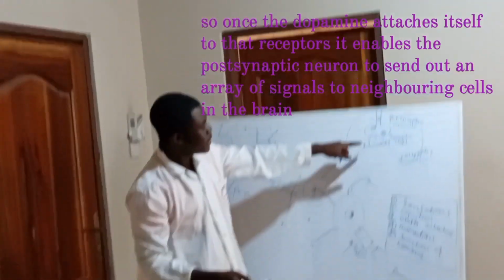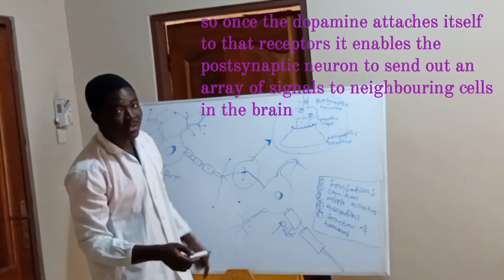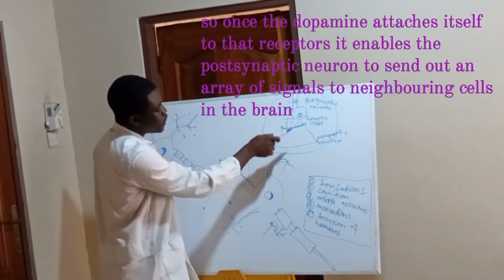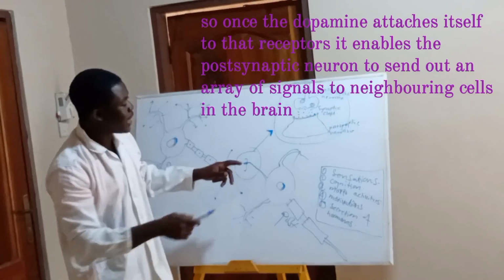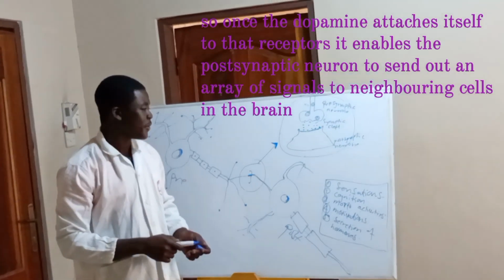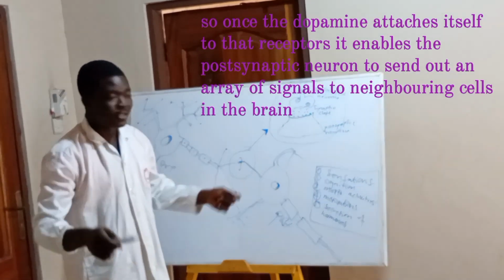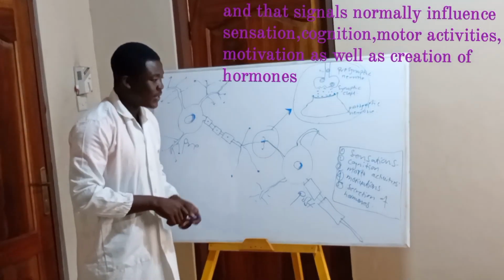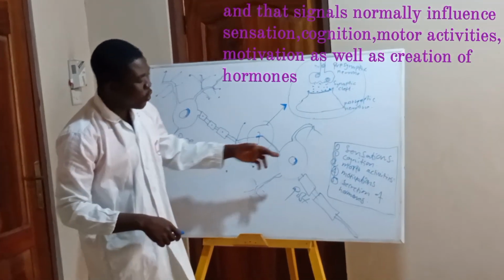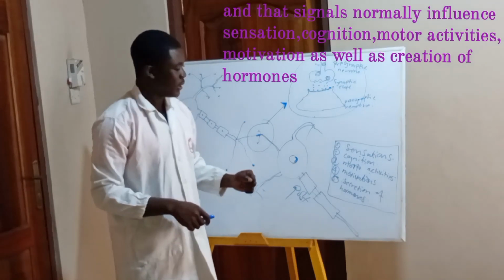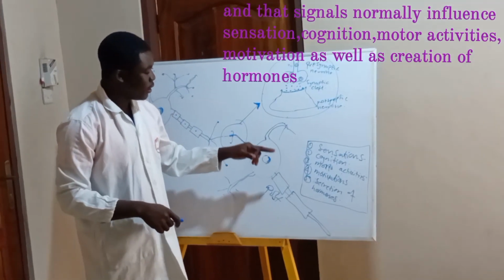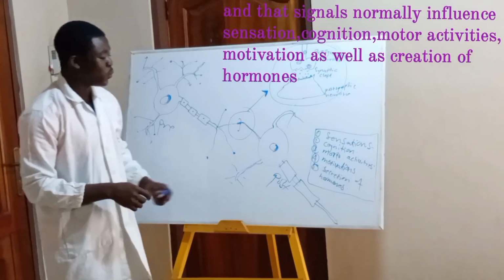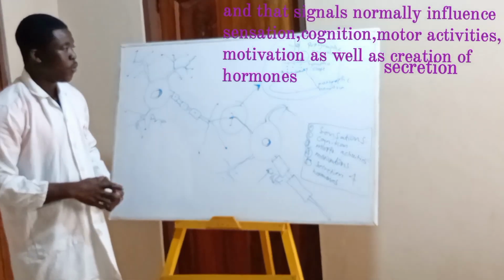Once the dopamine attaches itself to that receptor, it enables the postsynaptic neuron to send out an array of signals to neighboring cells in the brain. And those signals normally influence sensation, cognition, motor activities, motivation, as well as secretion of hormones.